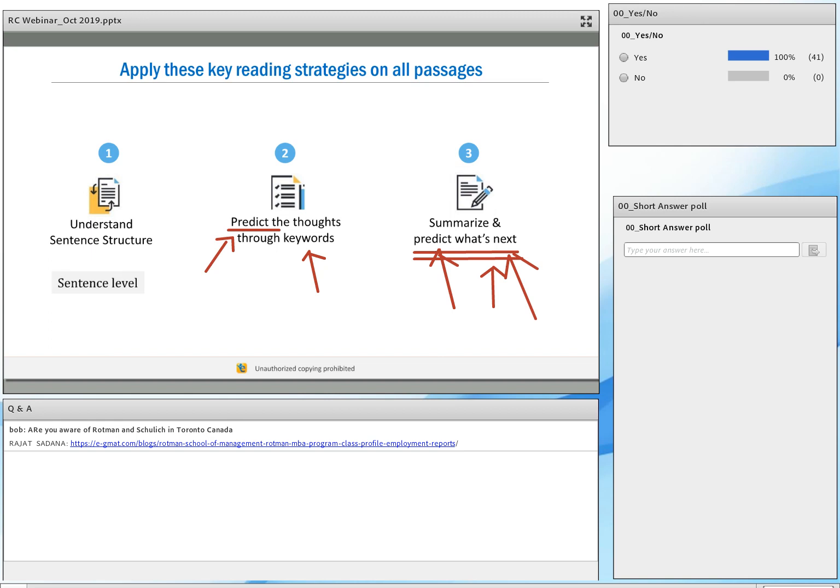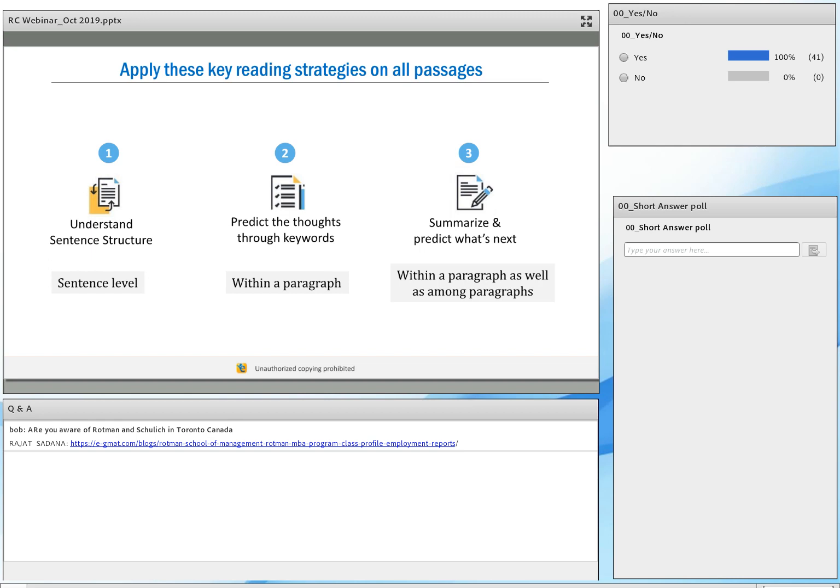So if you think about it, all of these strategies, as I said earlier while introducing them, are applied on different levels of an RC passage. The first one is applied on the sentence level. The second one is applied within the paragraph whenever you see a keyword. The third one is applicable within a paragraph as well as among paragraphs, depending upon when you start to experience that overload of information.